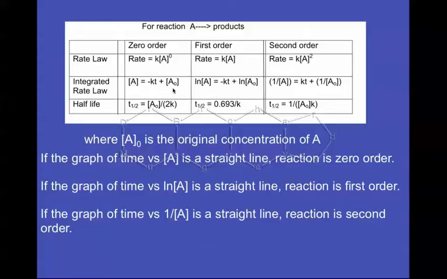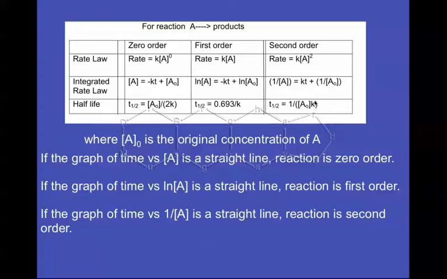Now [A]0 is the initial concentration of reactants, so the reactant concentration at time equals 0. So that's what we've got there. This is going to be a constant value here. So y equals mx plus b. So y is [A] and x is t. Here y is log of [A], x is t. Here y is 1 over [A] and x is t.